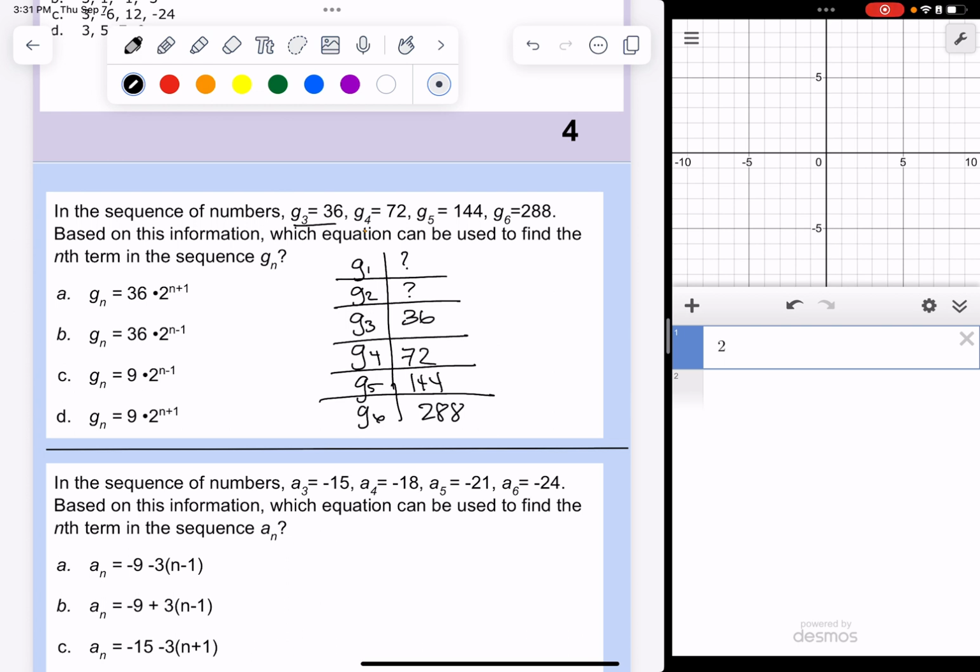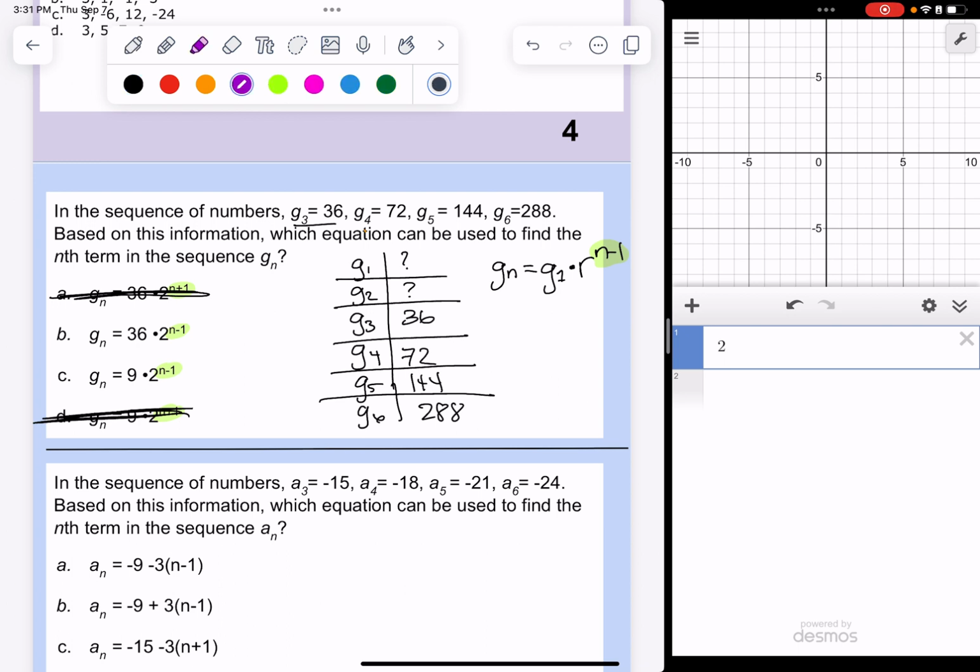So I know that my formula is G of n equals G1 times R to the n minus 1. A super important thing to notice is it's n minus 1. Look at the n's. Which ones can we eliminate? Correct. Anything that's plus 1, get rid of it. We don't need it.